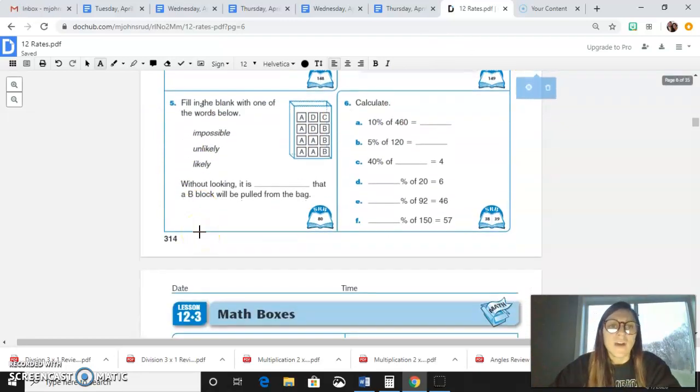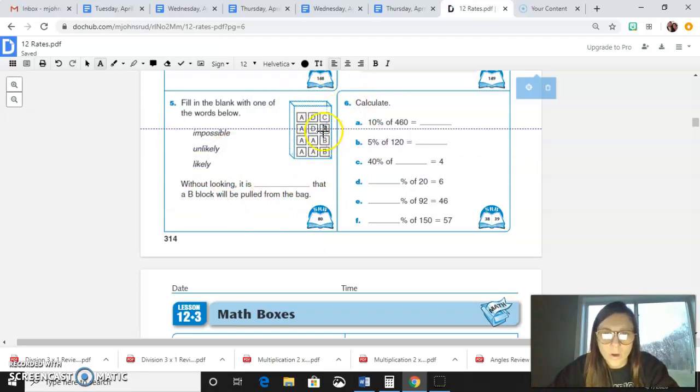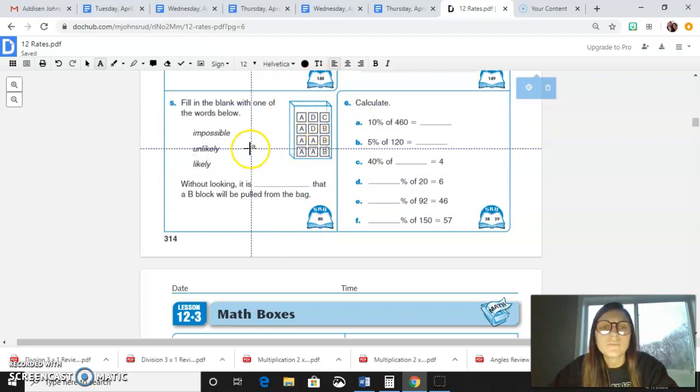For number 5, fill in the blank with one of the words below. Okay, look here at this bag. Pretend these are little blocks in this bag. Without looking, it is blank, so it's impossible, unlikely, or likely that a B block will be pulled. Okay, well, count your B blocks. 1, 2, 3. Okay, now count how many total blocks there are. 1, 2, 3, 4, 5, 6, 7, 8, 9, 10, 11, 12.